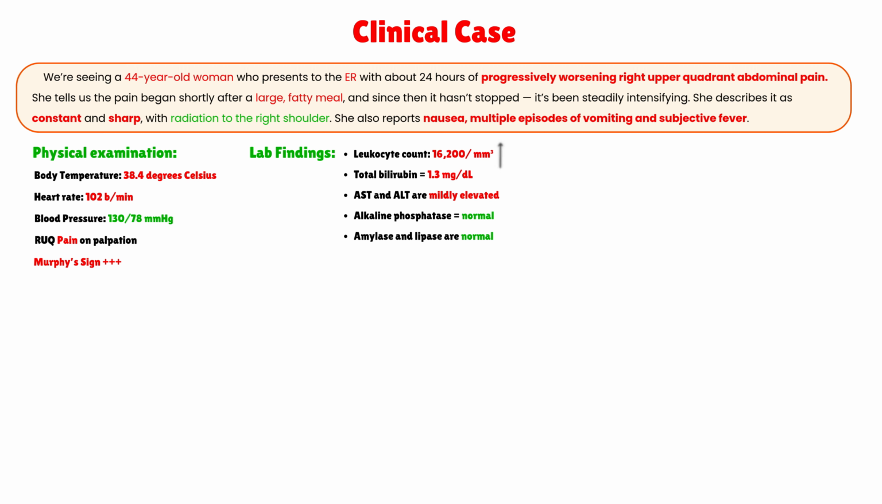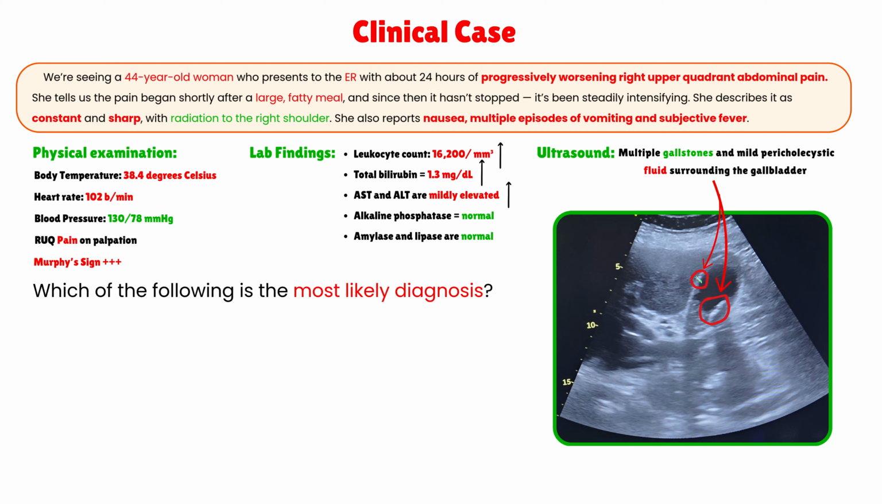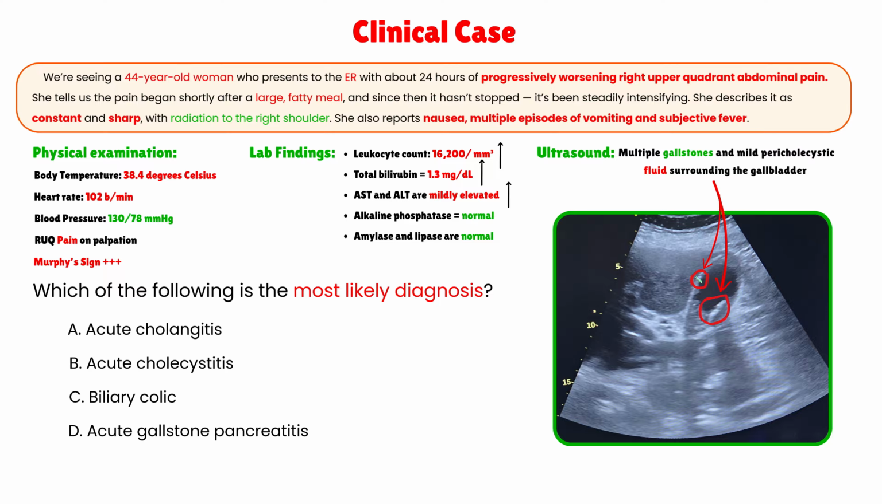Laboratory evaluation reveals leukocytosis, along with mild elevations in bilirubin and transaminases. However, her cholestatic enzymes are not significantly elevated, and her pancreatic markers are within normal limits, which makes pancreatitis unlikely. When we obtain a right upper quadrant ultrasound, we see multiple gallstones and mild pericholecystic fluid surrounding the gallbladder. So now, putting all this together, which of the following is the most likely diagnosis? A. Acute cholangitis. B. Acute cholecystitis. C. Biliary colic. D. Acute gallstone pancreatitis.